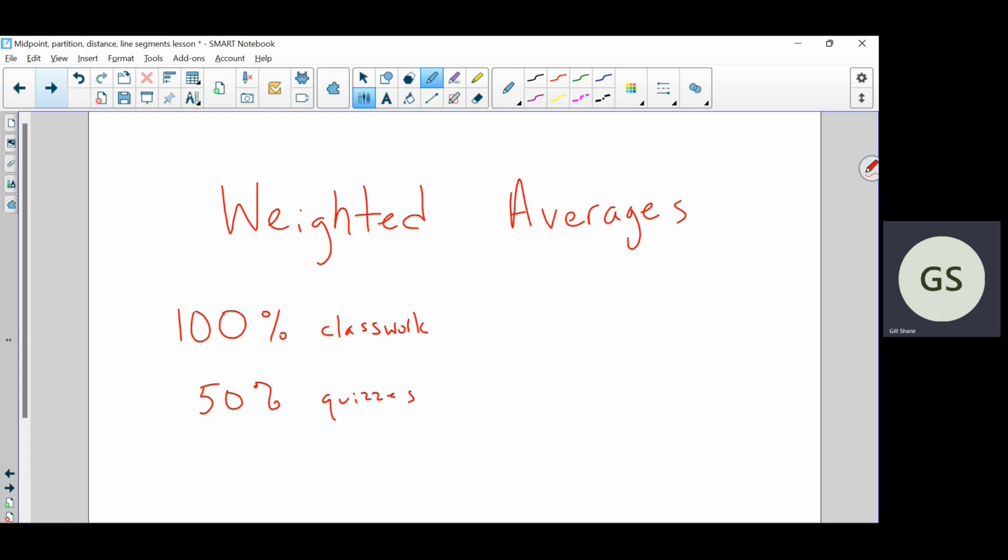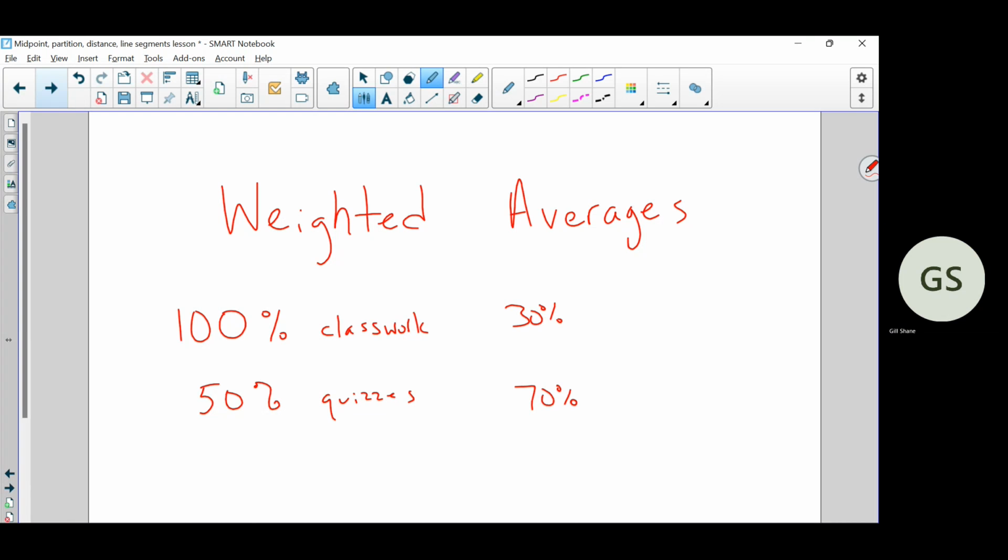We're going to say that quizzes count as 70% of your final grade, and classwork's only worth 30% of your final grade. That is exactly what I did last year, as a matter of fact. That's how I broke down my grades. Quizzes were 70%. Now quizzes are 50%, but last year they were 70% and 30%.